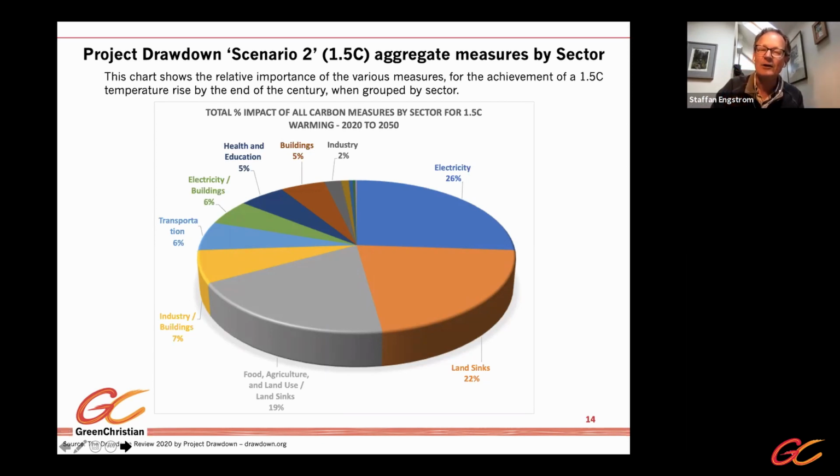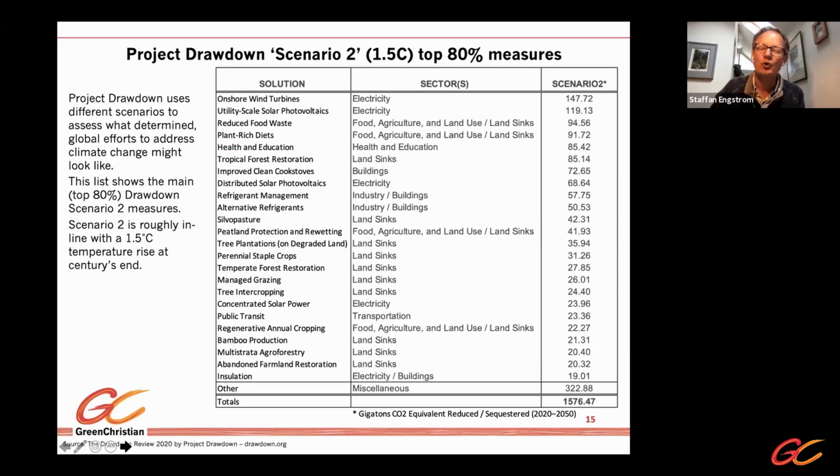So what I did then was I said, let's look at all the various measures, and they got all the measures that they do, and I did a Pareto. I'm sure many of you will be very familiar with that. How many measures add up to 80% of the 1,500 billion gigatons of CO2 equivalent? That's at the bottom. And I've listed them out here to give us a chance to understand the key ones, the most significant ones. And then I've categorized them against the sectors.